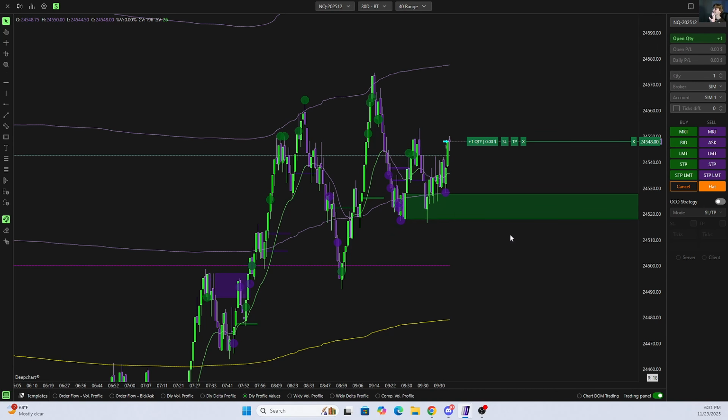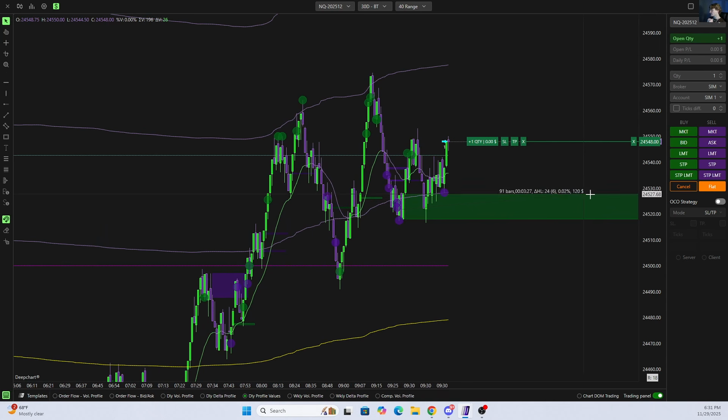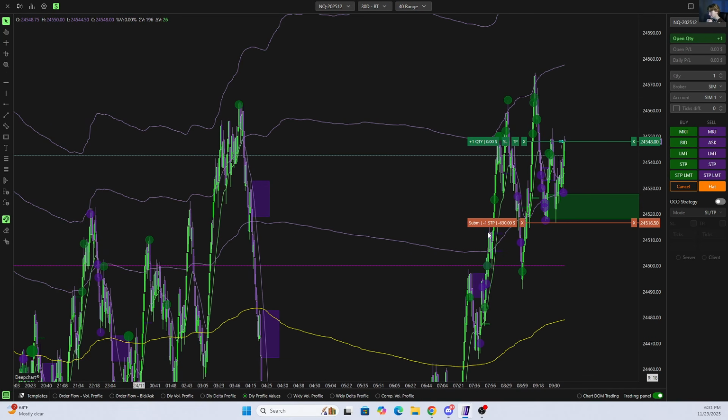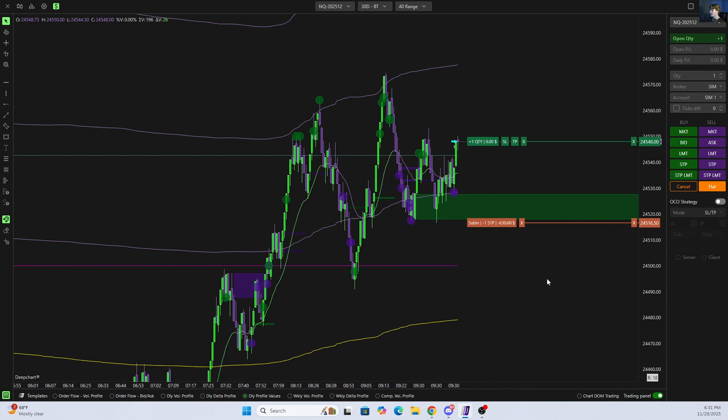And so if your idea is this zone is still valid and can hold if retested, you would have to put your stop here below the zone, correct? That would be your trade idea. So your entry model has to match your trade idea. That you say, hey, this zone is still going to support if we pull back into it.